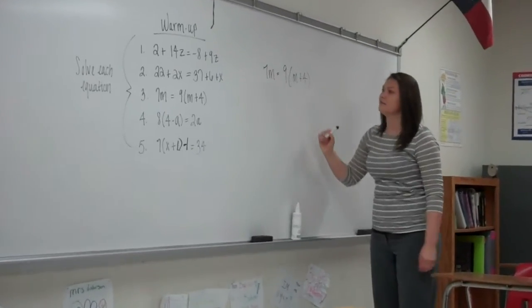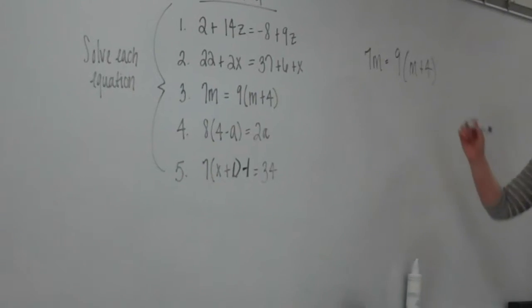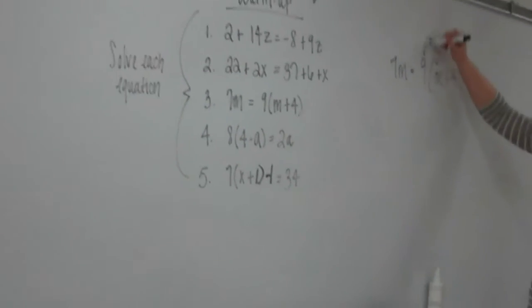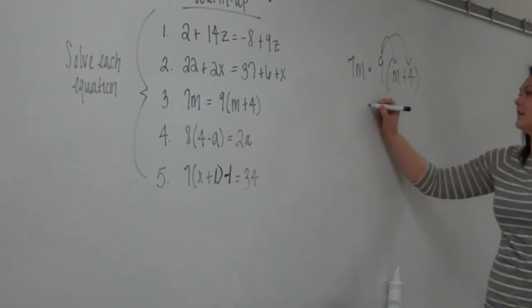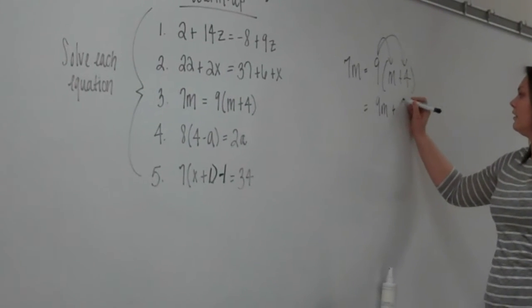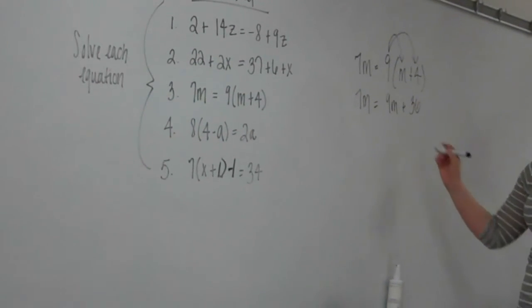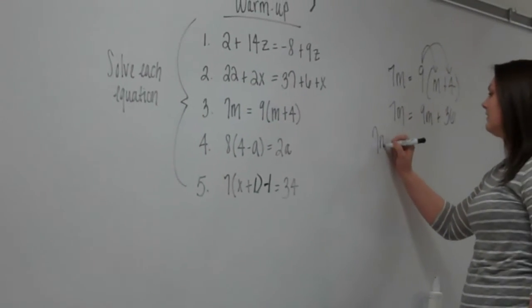What do we do first? Distributive property. So you're going to distribute your 9. Shh, guys. What do we do first? 9 times m, 9m plus 36. Alright, there's 7m. What do we do now? Subtract 9.